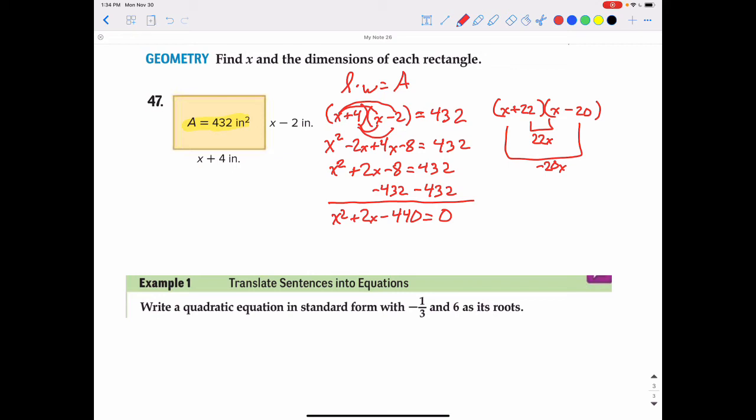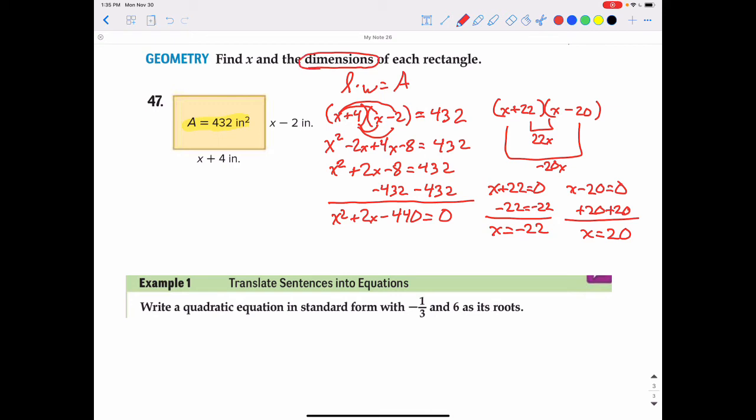So then we set each part equal to 0, so we get x plus 22 equals 0, and x minus 20 equals 0, and we get two answers. We get x equals negative 22 and x equals 20. So which one of those answers is correct? Well, we don't exactly know yet until we plug them back in to find the dimensions of the rectangle. Dimensions are just the length and the width. So we got to plug those numbers in for x.